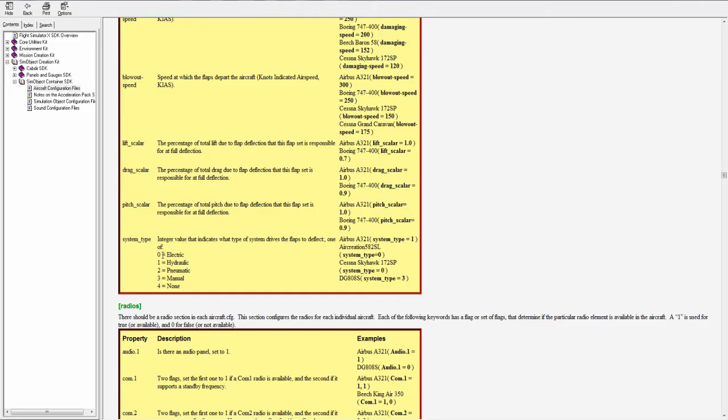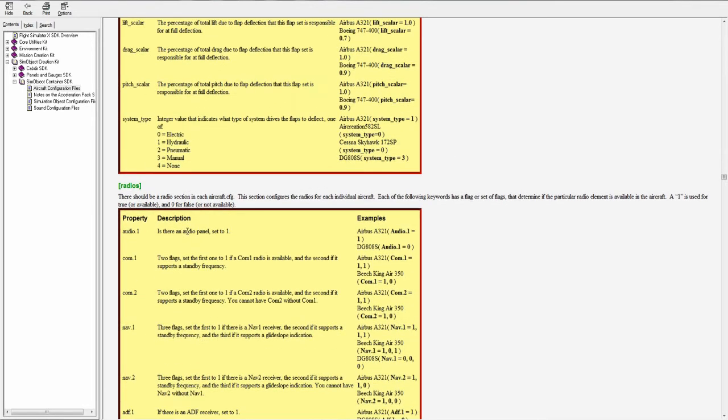Now, there's 3 things you can have on here that aren't actually listed here. And that is lift, drag, and pitch scalars. These are simple scalars that you can have to make the flaps more or less effective, give them more or less drag, and make them cause the airplane to pitch up more or less, basically. 1.0 is normal as defined by Airfile, and you know, it's a scalar. You've probably figured out how that works by now.